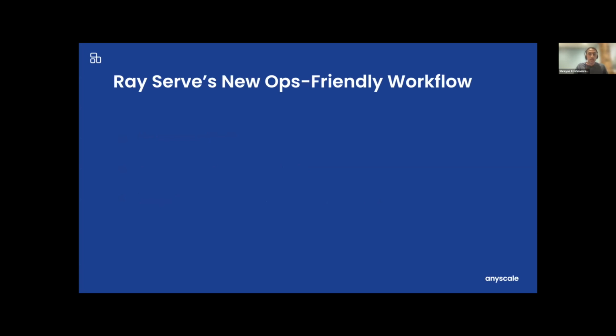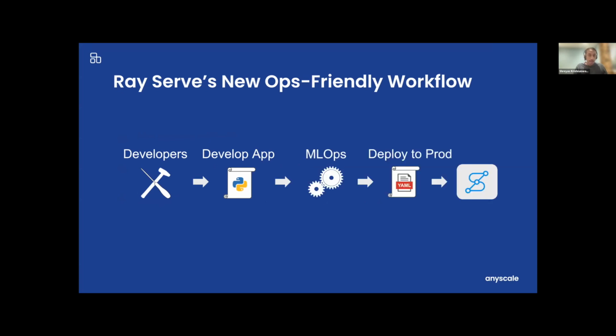So let's take a look at Serve's new ops-friendly workflow. In this workflow, developers still start by developing and testing an app locally. However, now the ML ops folks use a structured standalone configuration file to deploy to production. At this stage, you don't have to wrangle with Python anymore. Whenever you want to apply an update, you can modify the config file and directly redeploy it to your Ray cluster.